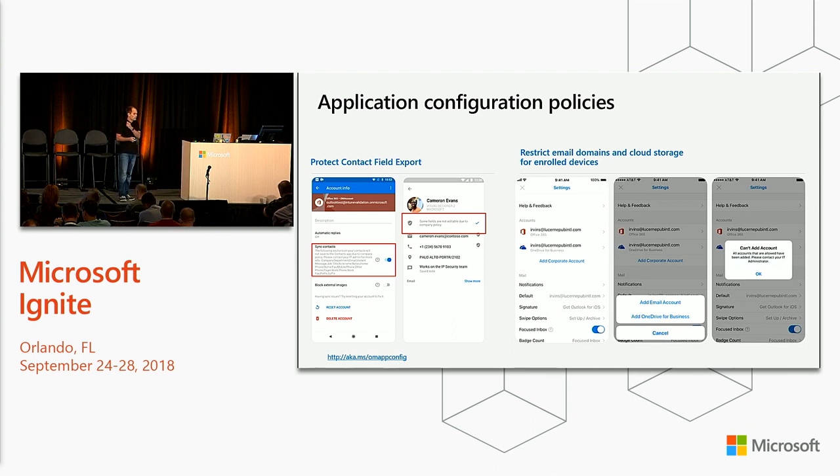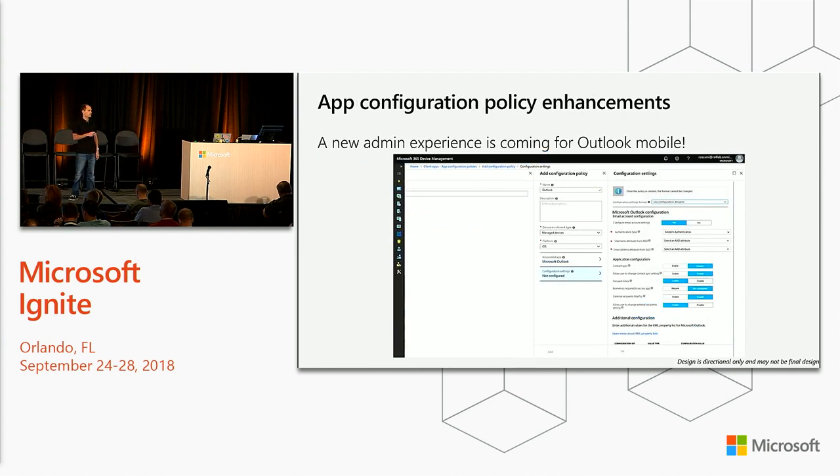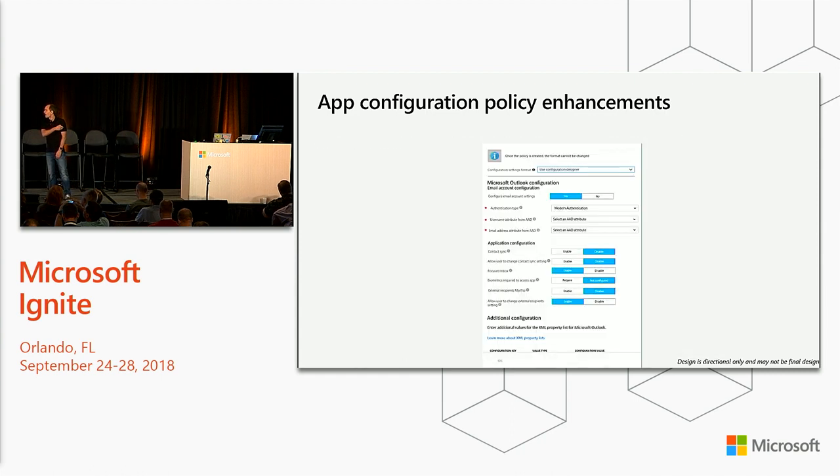And then the URL at the bottom is our website that indicates what all these configuration keys are that are available for deploying it. But we're not done there. So we're introducing a new capability within the Intune portal through app configuration policies, where we'll provide a nice user interface to enable settings. And the one that everybody has been asking for is the ability to turn on contact sync.